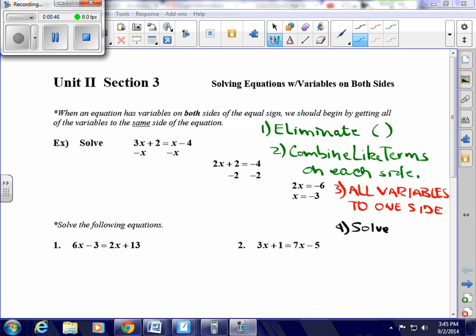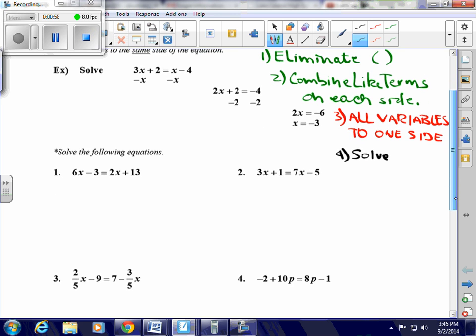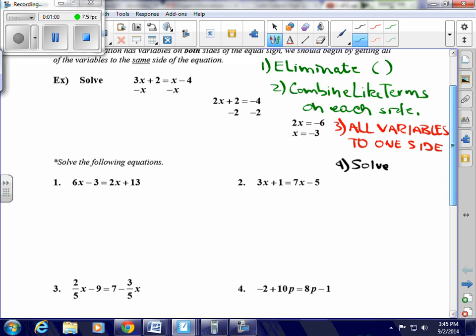Here's where things get a little bit different here in section 3. If there are variables on both sides of the equal sign, we need to move them all to one side. Here's what I mean by that. Take a look at this example here, in that we have 3x plus 2 equals x minus 4. Notice there are x's on both sides of the equal sign.